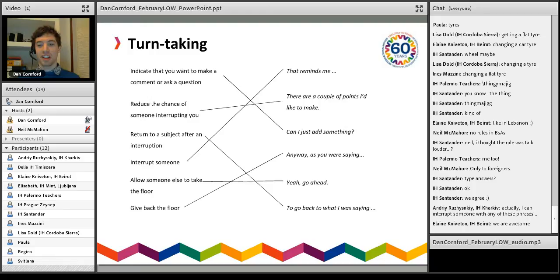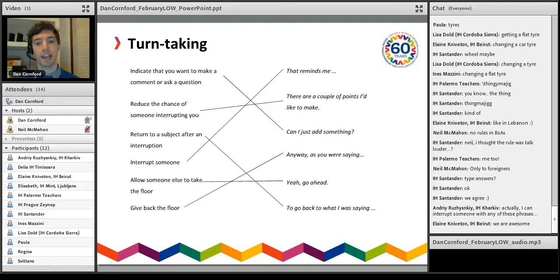I probably wouldn't use this as a classroom activity, possibly with higher level classes. I think it's a bit too, I don't know, maybe theoretical. The stuff on the left-hand side is perhaps not what the students need to be concentrating on. It's the language that we want them to concentrate on. A couple of points I'd like to make about this. Just one small thing about the second point on there, so reducing the chance of someone interrupting you.